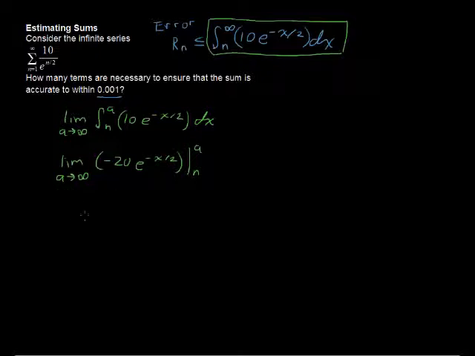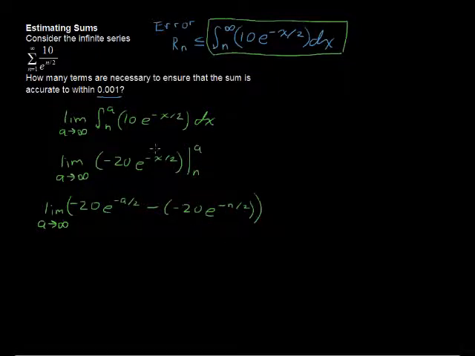We're saying as a approaches infinity. So this becomes the limit as a approaches infinity of negative 20 e to the negative a over 2 minus negative 20 times e to the negative n over 2. Now, what happens when we evaluate this limit? You've got e to the negative infinity over 2, so that's like negative 20 over e to the infinity over 2. The denominator is really getting huge. e to the infinity is gigantic, so this whole part just goes to 0. We don't have a anymore, and since we have minus a negative, that's plus.